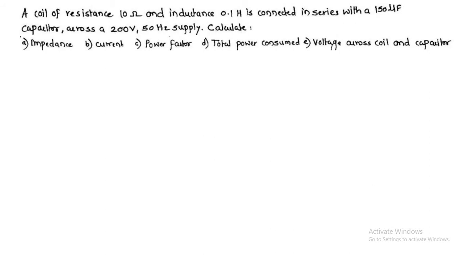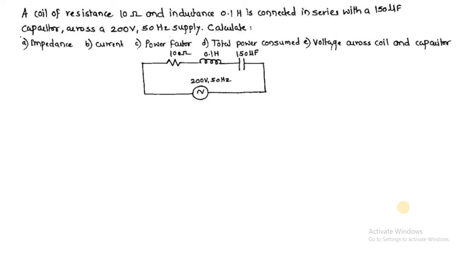Okay, the circuit is a resistance of 10 ohm, then 0.1 Henry, and then a 150 microfarad capacitor connected to a 200 volt, 50 hertz AC supply. Now, impedance. How will I calculate impedance? To calculate impedance I can find the rectangular form, that is Z is equal to R plus J XL minus XC, or R minus J XC minus XL.